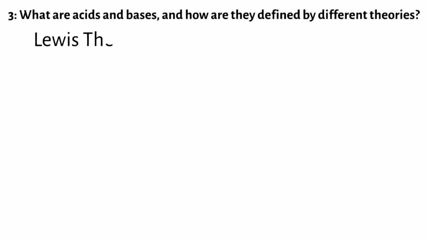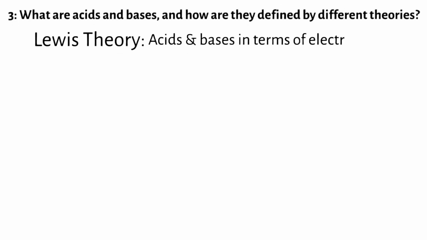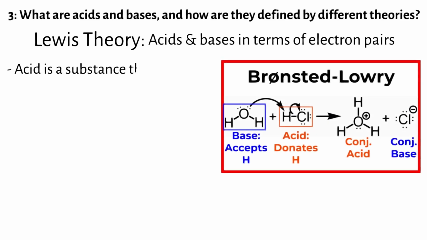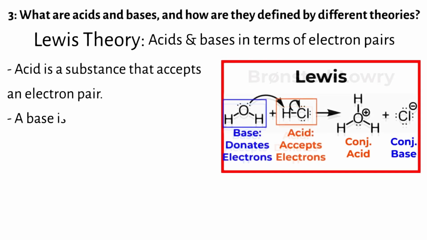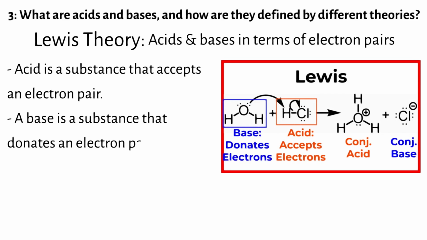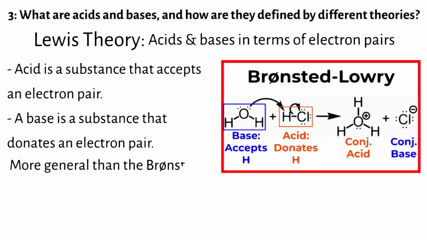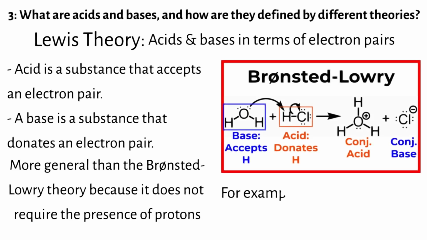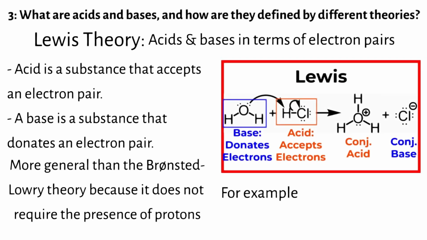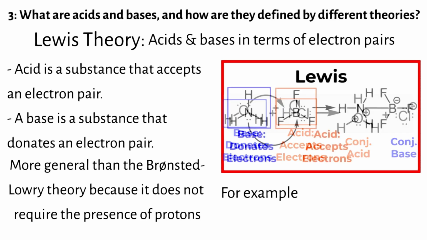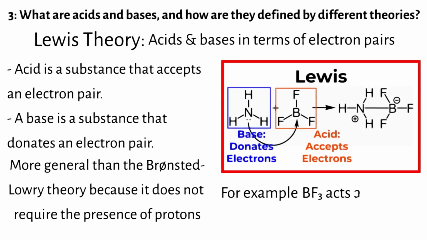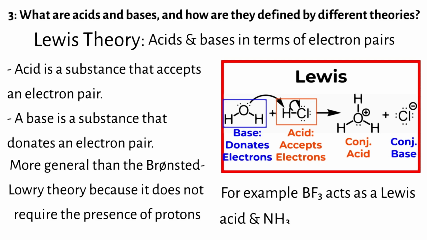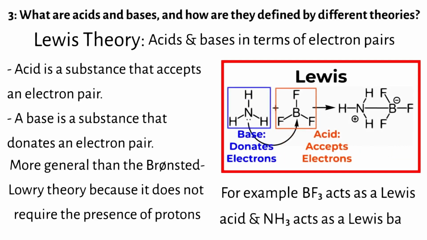The Lewis theory defines acids and bases in terms of electron pairs. An acid is a substance that accepts an electron pair, and a base is a substance that donates an electron pair. This theory is more general than the Bronsted-Lowry theory because it does not require the presence of protons. For example, in the reaction between boron trifluoride BF3 and ammonia NH3, BF3 acts as Lewis acid by accepting an electron pair from NH3, which acts as a Lewis base.